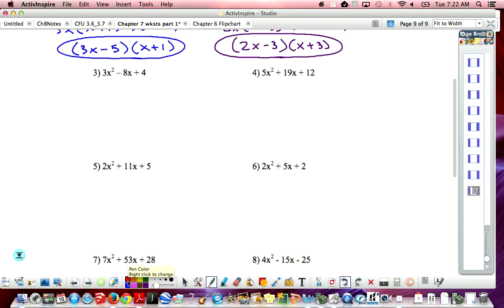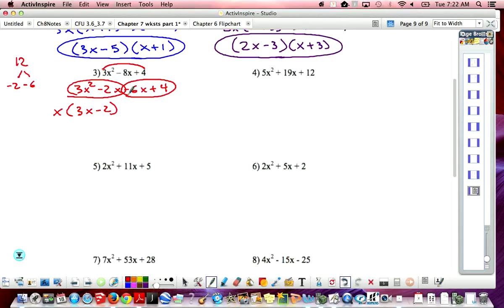All right, number 3, same process. 3 times 4 is 12. Factors of 12 that add up to negative 8 are negative 2 and negative 6. So I can go 3x squared minus 2x minus 6x plus 4. So these two terms just have an x in common. So I get 3x minus 2. These two terms have a negative 2 in common, 3x minus 2. So I have x minus 2 sets of 3x minus 2's.